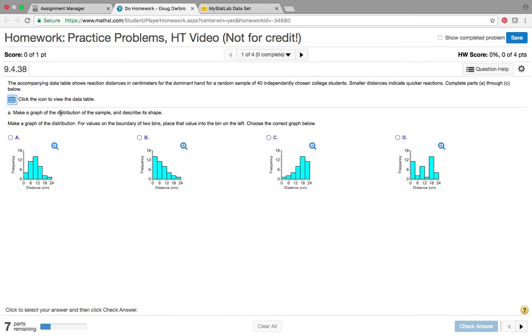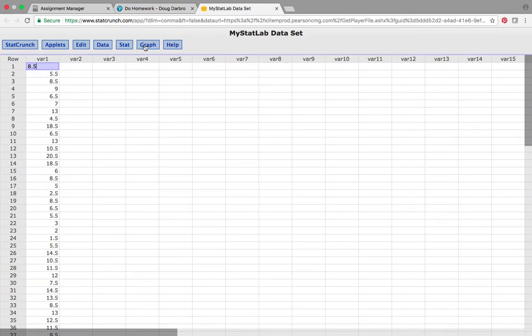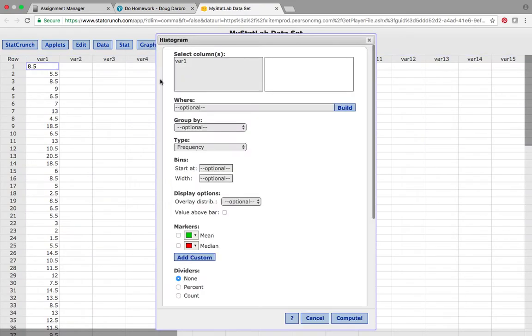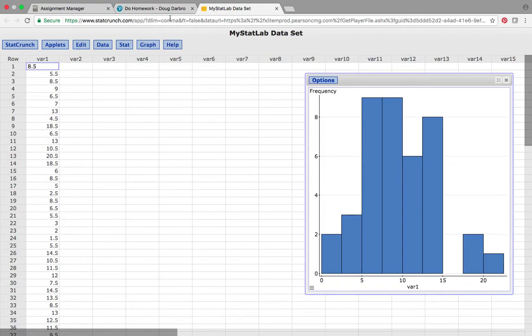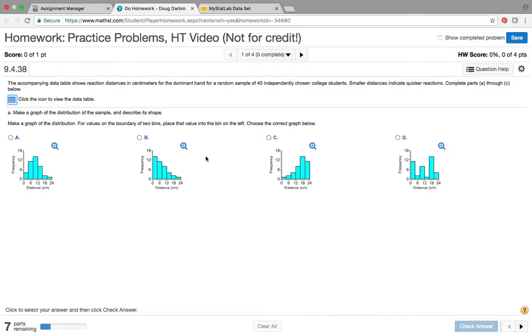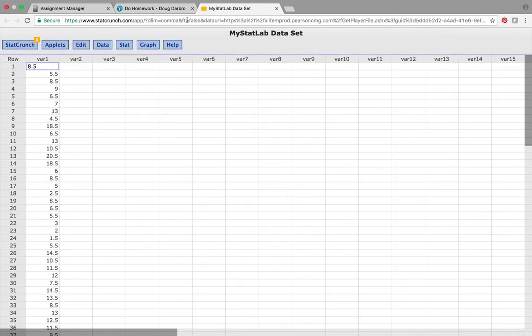First question, make a graph of the distribution of the sample and describe its shape. Looks like they've got histograms, so I'm going to need to match the histogram. I need one with a separation right there. So make a graph for values on the boundary of two bins. It looks to me like they've gone from 0 to 24 in bins of, maybe 4? So let's go back through and change that.